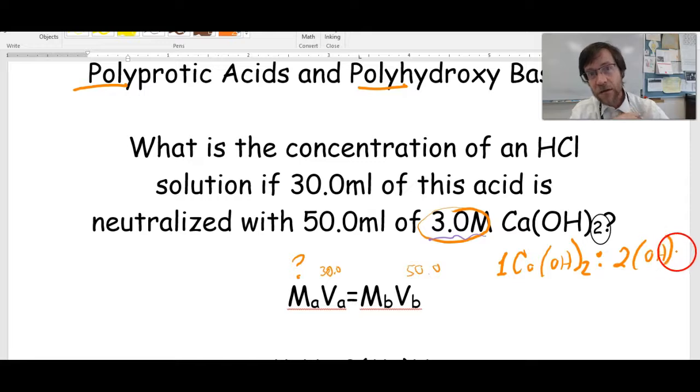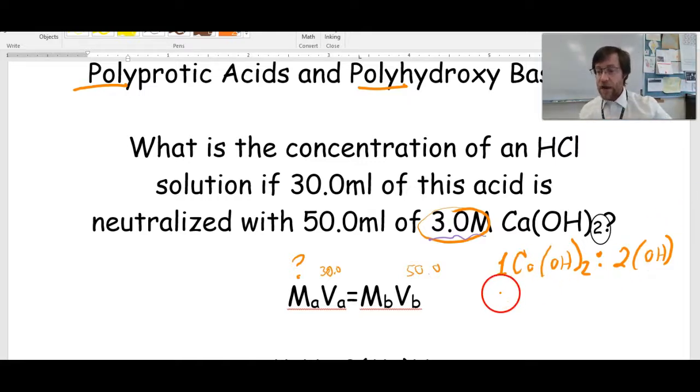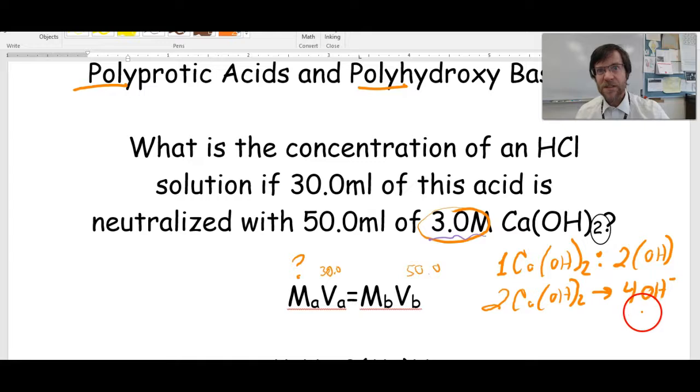Do you dig what I'm saying? Because when that starts reacting, there are 2 hydroxides that will react. So for every 1 calcium hydroxide, there are 2 hydroxide ions, right? So if you have 2 calcium hydroxides, it will make 4 hydroxide ions.